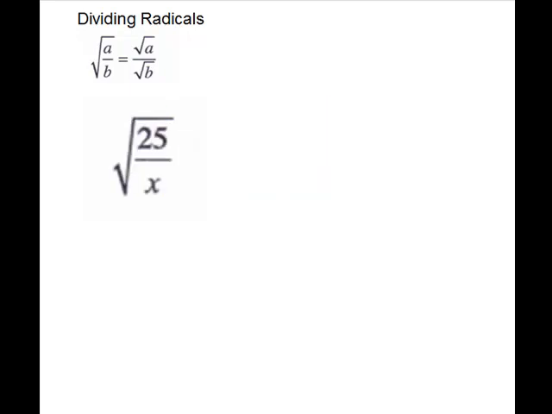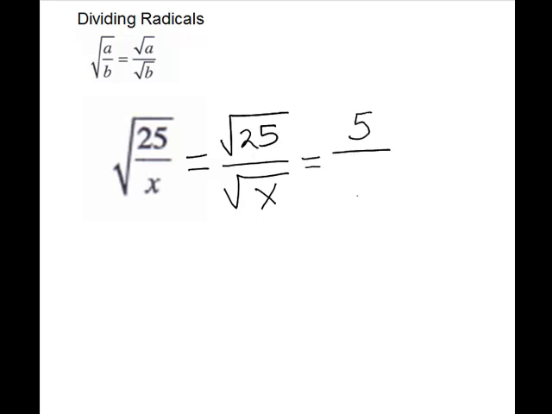For our next problem, square root of 25 over x. We will go ahead and break the radical with the numerator and the denominator. On your numerator, 25 is a perfect square. Take the square root, so you have 5 over the square root of x. Now we have to rationalize that denominator. So we're going to multiply by the square root of x on both the numerator and denominator.